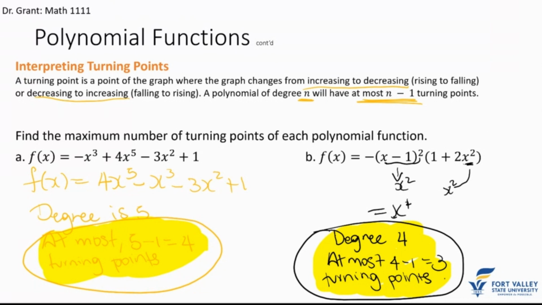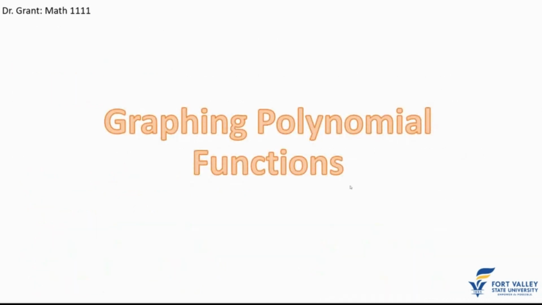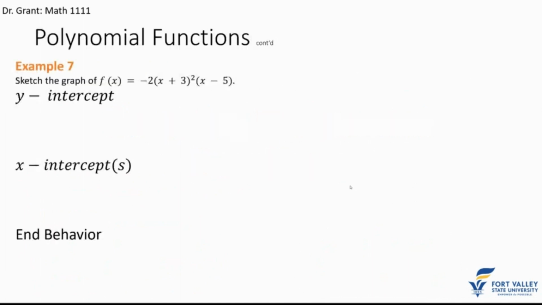So now that we've looked at all of these different things, what we're going to look at next is the actual graph of the polynomial. So again, let's review. We've looked at the intercepts, we've looked at the multiplicities and what happens there. We've looked at the end behavior, and we've looked at the number of turning points. So let's put that all together to see if we can actually graph a polynomial. So here we're asked to sketch the graph of f of x equals -2 times x plus 3 squared times x minus 5.